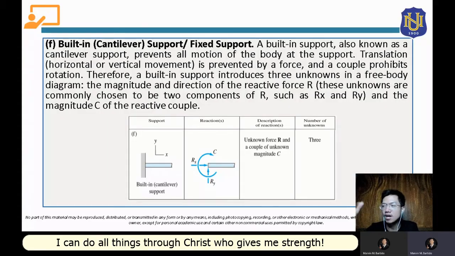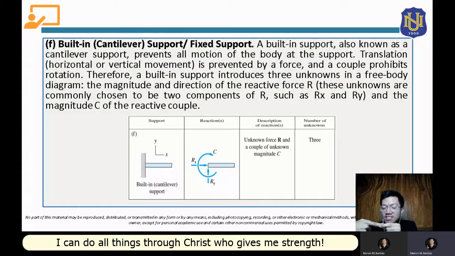Let's say this is the body, and it is pin connected somewhere here. There is a hole here and there is a pin inserted here. So it is supported by a pin, no? So this body has no freedom, or it is restricted to move to the left or to the right because it is pinned. That's why it has a horizontal reaction. And also, it is restricted to move upward or downward. So that's why it has a vertical reaction.